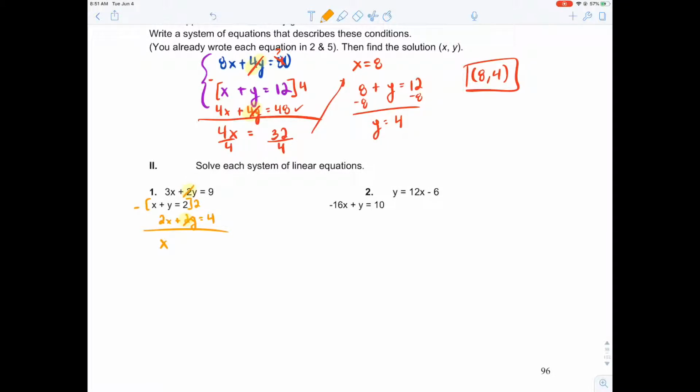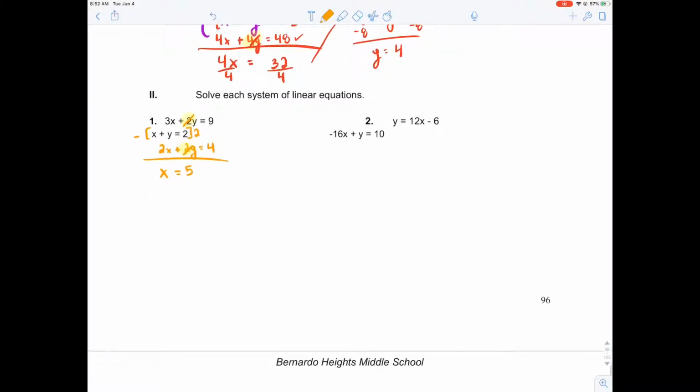These two y's are going to cancel out. 9 minus 4 is 5. Hey, look at that. That was pretty simple. Now let's plug this back in. So I have 5 for x plus y is equal to 2. I'm going to subtract 5 from both sides. So y is equal to negative 3.